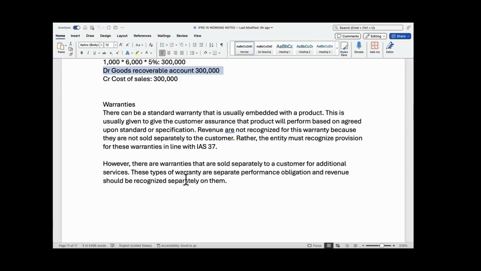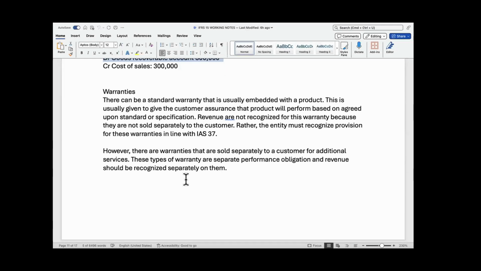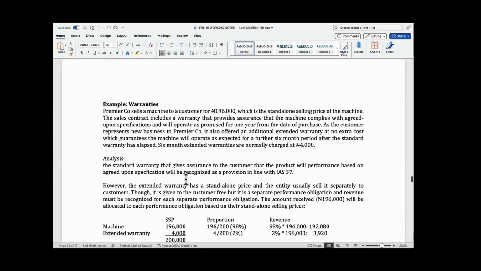However, there are certain warranties that are sold separately to a customer as an additional service. Just like Apple products now, usually after 1 year, they will tell you that the insurance that came with it has expired, that if you need insurance, you would need to then buy it. That becomes a separate performance obligation, a separate service that the company is now rendering. They have to recognize revenue on it separately because it is a distinct performance obligation. Such warranty, you need to recognize revenue on them.